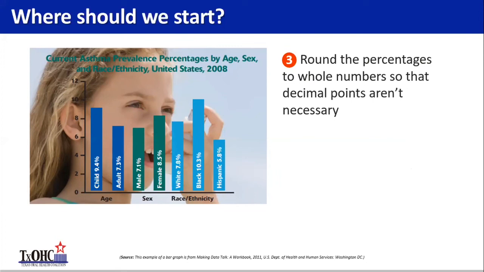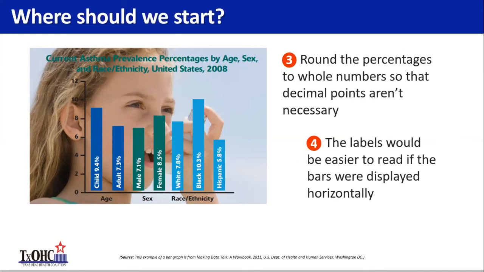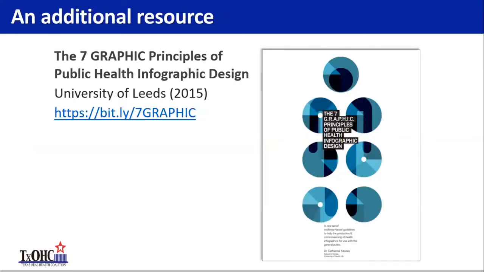Also, rounding out the percentages. Do we really need to know it's 10.3 versus 8.5 and 7.1? Again, I would round the numbers here. There's no need for it. You can have a link to more information for those who want details. The labels would actually be easier to read, I think, if those bars were displayed horizontally and not vertically, right? So we could see child, we could see adult, male, female, and so forth. So think about that as well. Sometimes your initial instinct is to display it in a way that isn't going to look as good.